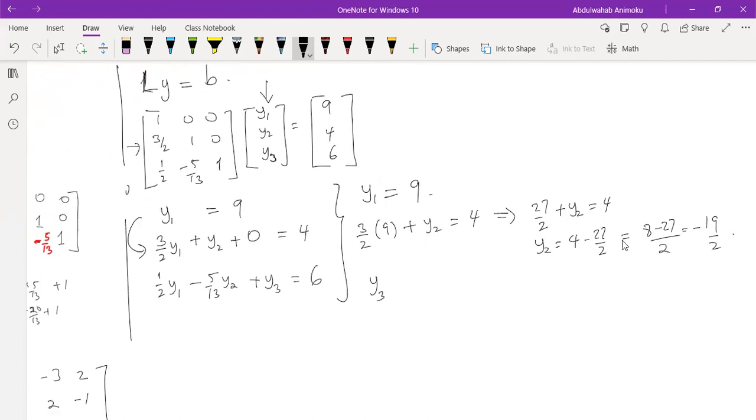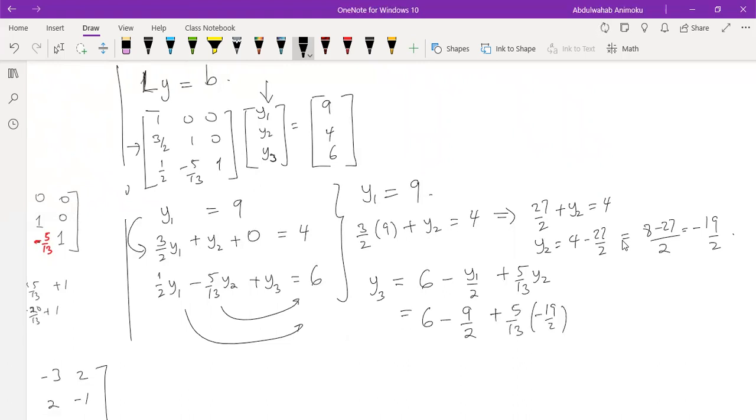Now what about y3? y3 is going to be a little bit longer. So y3 is 6 minus y1 over 2 plus 5 over 13 y2. So I'm taking everything to the other side, okay? So now let's simplify this. So y1 is 9, right? So we have 9 over 2. Now what is y2? y2 is minus 19 over 2. So just try to figure this thing out.